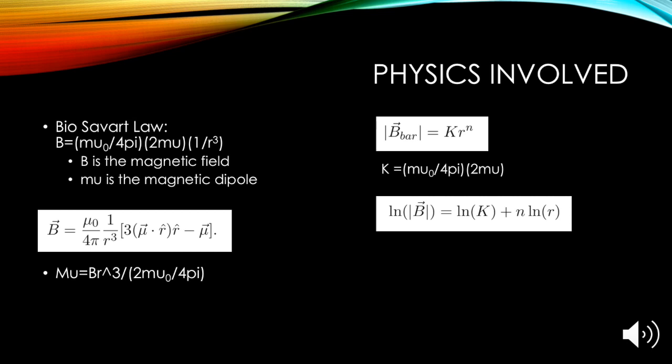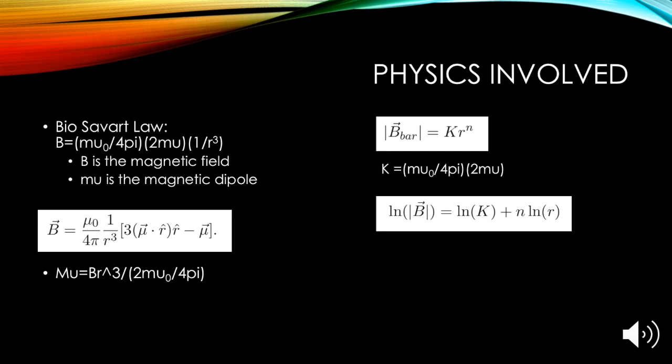The most important law of physics dealt with in this experiment is the Biot-Savart law, which states that the magnitude of magnetic field on axis is equal to mu naught over 4 pi multiplied by 2 mu, again multiplied by 1 over r to the third, where mu is the magnetic dipole. We can manipulate this equation to solve for mu.